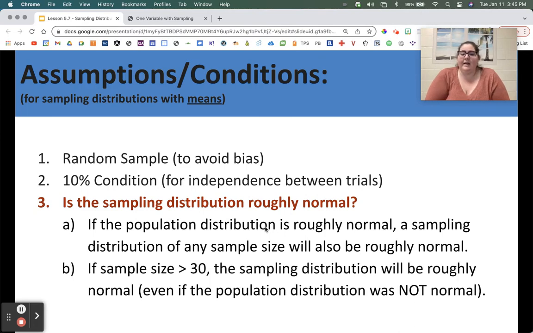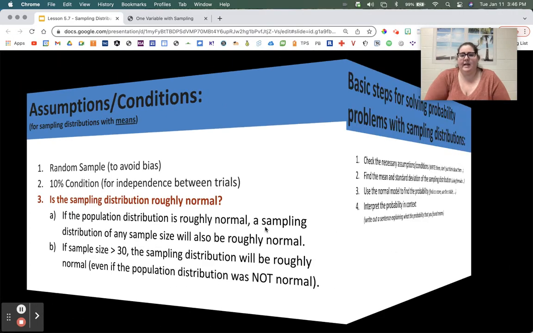Right? But if our population distribution was not normal, or if it's unknown, then if our sample size is bigger than about 30, 25 to 30, we know our sampling distribution will be roughly normal, even though the population wasn't normal. So that third condition for normality, you're checking for were we given that the population was normal, or is our sample size bigger than 30, or both, but one or the other will suffice. So we'll look at what this looks like in an example right now.